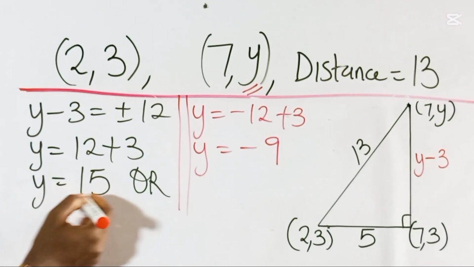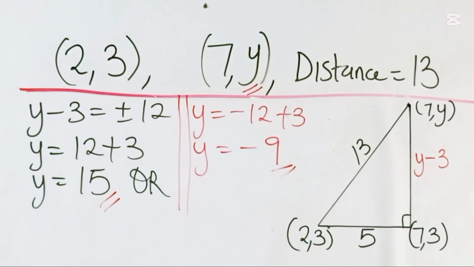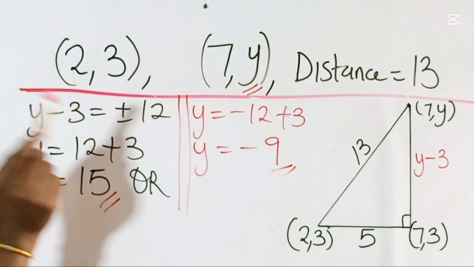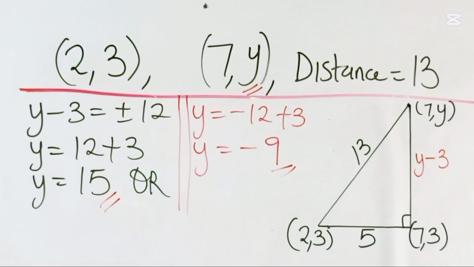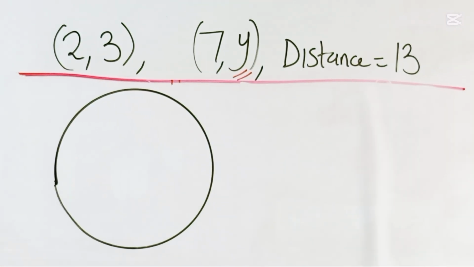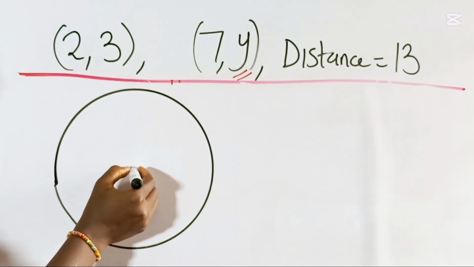Now let's understand why we get two answers. See, what we just solved here actually hides a circle. Let me explain. Let's assume this is the center of the circle.